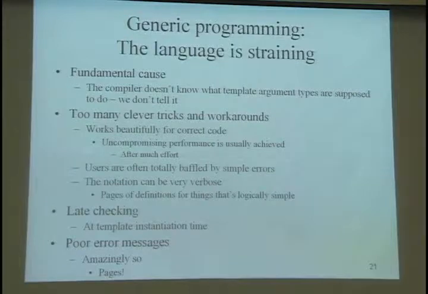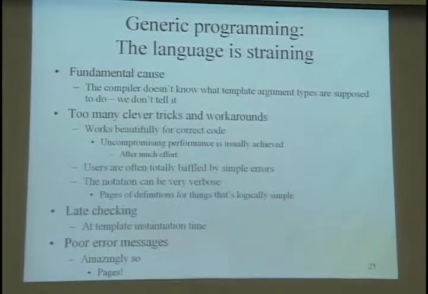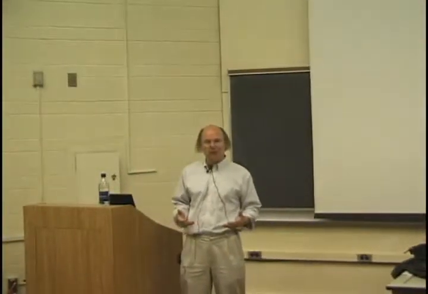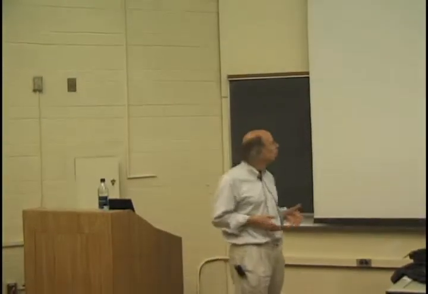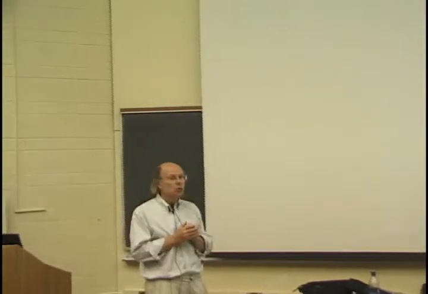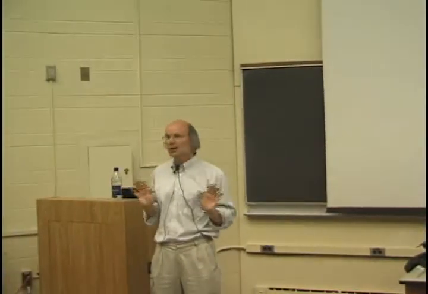The fundamental cause of a lot of problems in C++ is that the compiler doesn't know what argument types are supposed to do. That is, if I have an algorithm that takes an argument that's supposed to be a matrix of floating point numbers, a matrix of some floating type, I can't say that. It's just a type. And if I make a mistake, the error messages get spectacularly bad. It works beautifully for correct code, but you have to be very clever. If any of you have seen some of the Boost stuff, you don't want to be that clever.